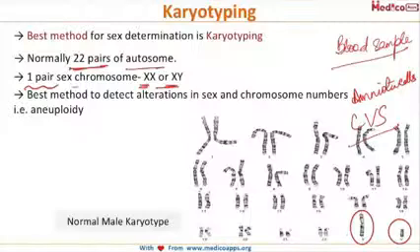Now this karyotyping is giving you the entire chromosomal pattern of any individual. So if there is any aberration in this chromosomal pattern, you can know that by karyotyping. So what is the aberration in the chromosomal pattern called? It is called aneuploidy. So karyotyping is also the best method to detect aneuploidy. Now we come to the types of aneuploidies which are compatible with life.